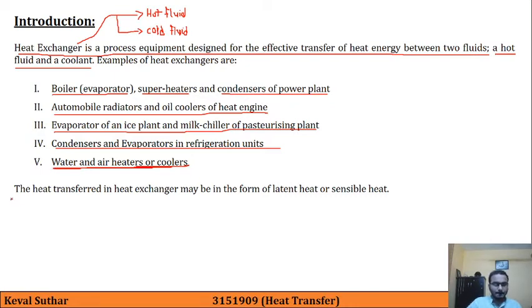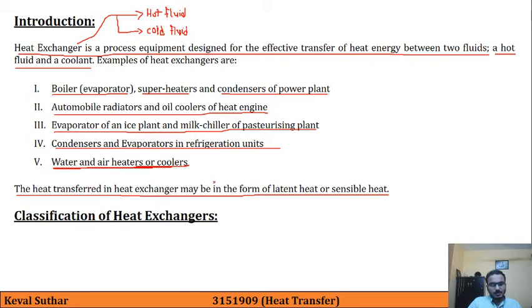Here, the heat transferred in heat exchanger may be in the form of latent heat or sensible heat. So we will see this portion in our upcoming topics, where we will see that the heat exchange may be in form of latent heat or sensible heat.